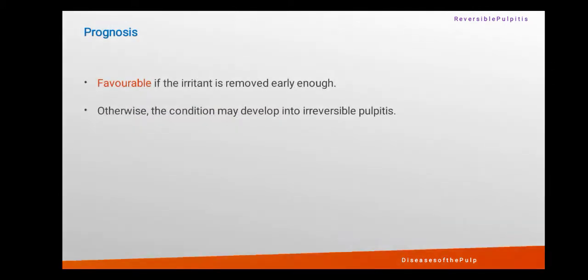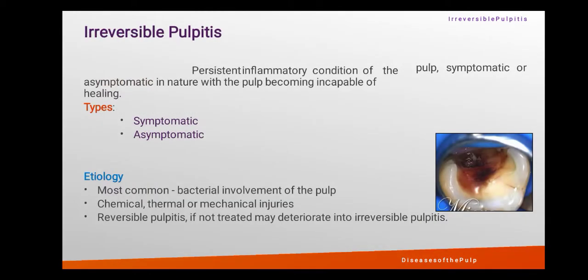Prognosis is favorable if the irritant is removed early enough. Otherwise, it may progress to irreversible pulpitis if not treated. Irreversible pulpitis is a persistent inflammatory condition of the pulp, symptomatic or asymptomatic in nature, with the pulp becoming incapable of healing.